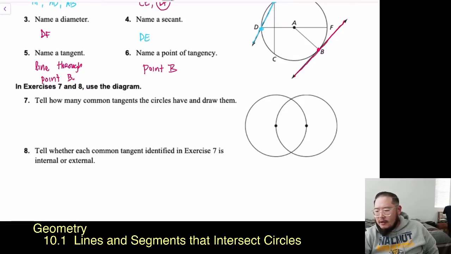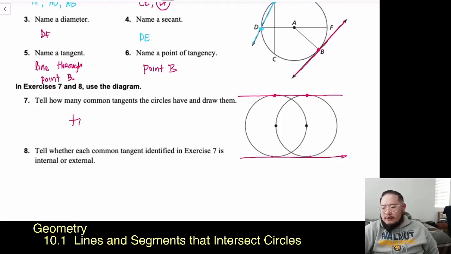If I draw a line just like this right here, that would be one common tangent. You see how that line touches each circle one time at one point, okay? Right here, I could do the same thing at the bottom of the circle. And there you go. How many common tangents do we have? We've got 2.